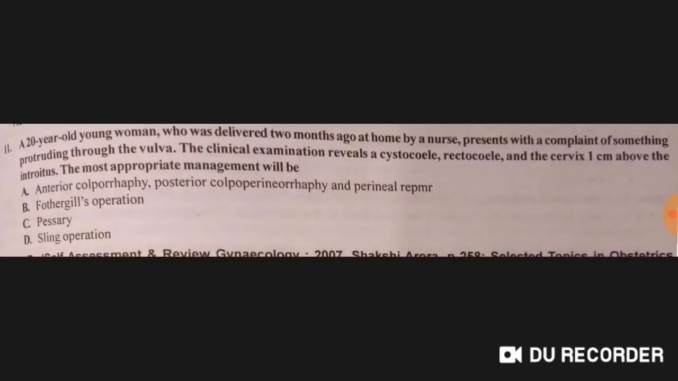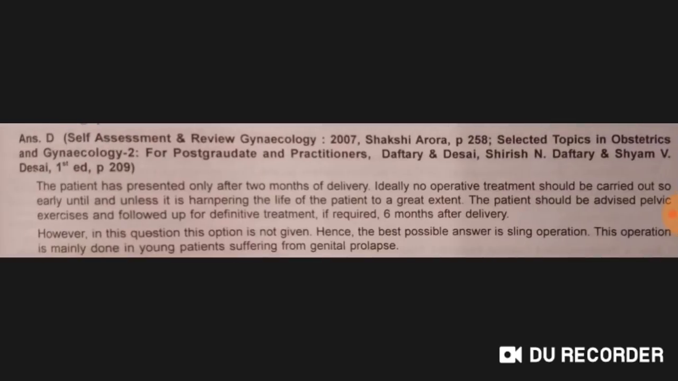The option is right. A 20-year-old woman who delivered 2 months ago at home by a nurse presents with a complaint of something protruding through the vulva. The clinical examination reveals a cystocele, rectocele, and cervix 1 centimeter above the introitus. The most appropriate management will be to go for Shirodkar operation. The option is right.